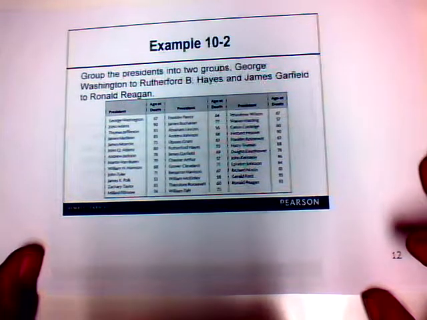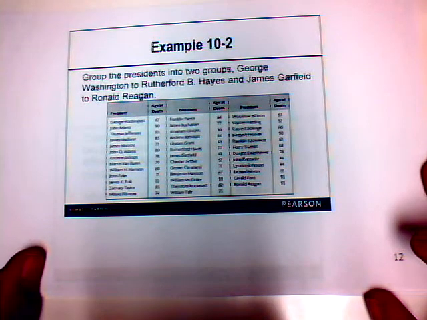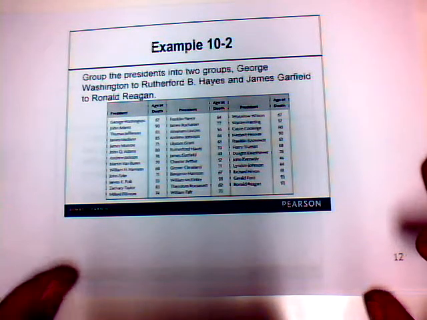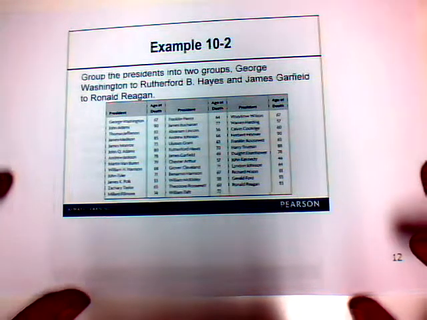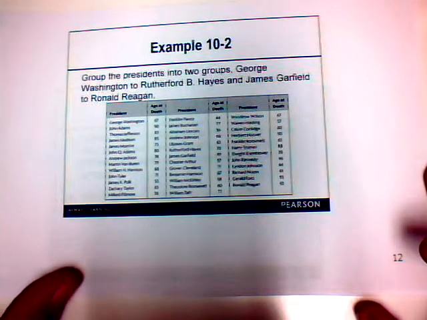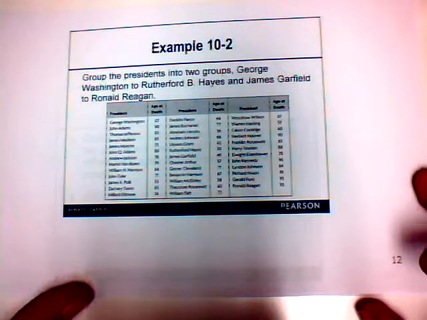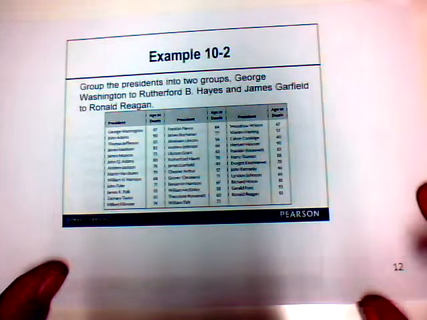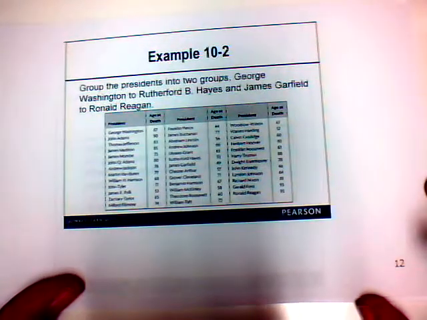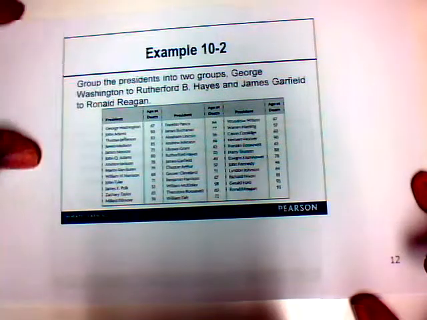Let's look at this example. Group the presidents into 2 groups, from George Washington to Rutherford B. Hayes, and from James Garfield to Ronald Reagan. All right, this table represents the president and the age of their death.